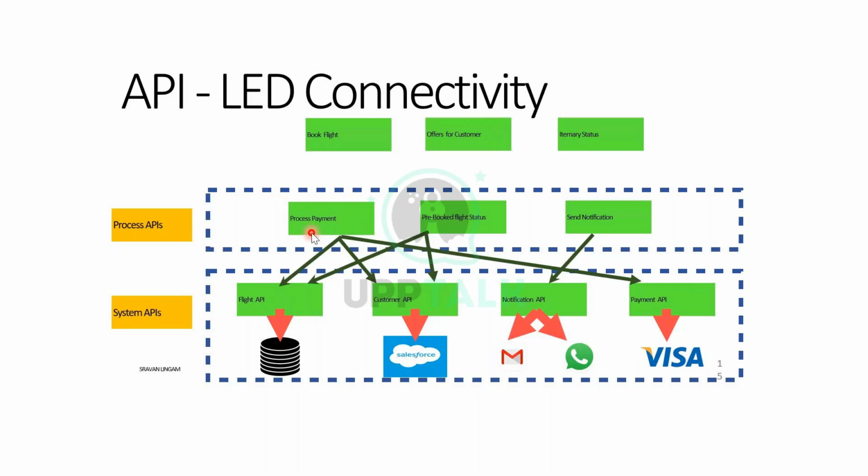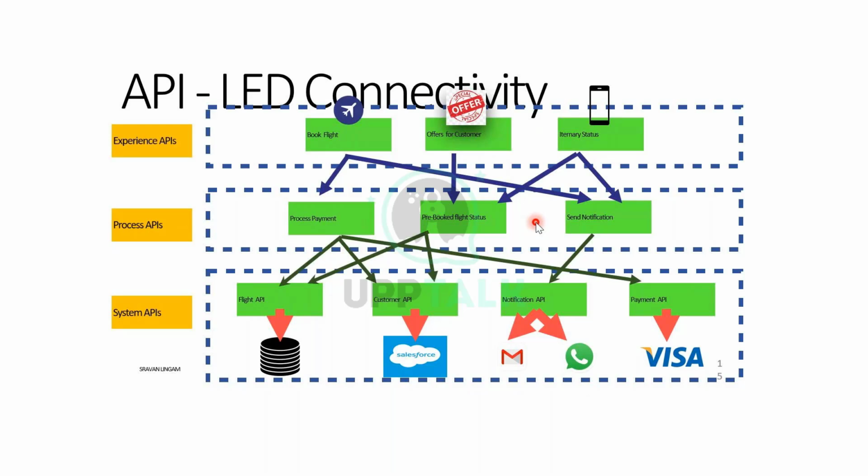Similarly, like book flight, offers to customer, itinerary status. So itinerary status is nothing, you probably heard about the PNR status for train. In the same way for flights, they have an itinerary status, okay, which can be this one. So in the same way process APIs also can be reused. You can see offers are also using the pre-book flight status and this itinerary status is also using this. So this kind of way.